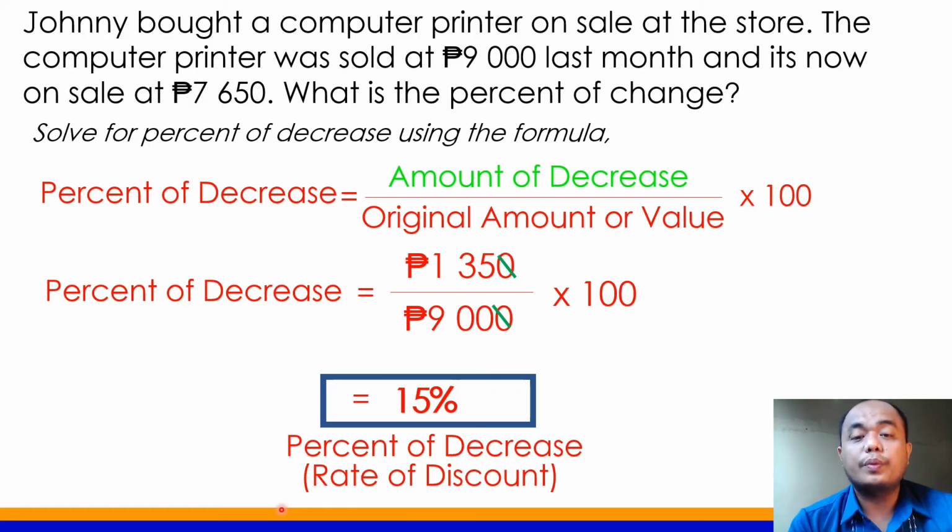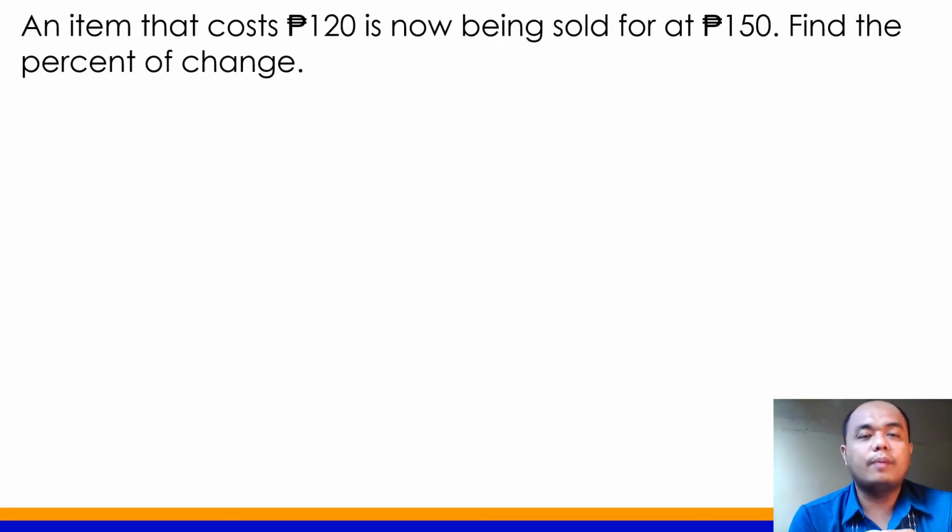Okay, actually class, yung percent of decrease na to ay pwede rin nating tawaging rate of discount. Ibig sabihin class, ang 15% na percent of decrease dito ay tumutukoy sa 1,350 pesos na discount na nakuha ni Johnny sa pagbili ng computer printer. So, ang ibig sabihin class, Johnny saved 15% from the original price na 9,000 pesos. Okay? Okay, let's have another problem.